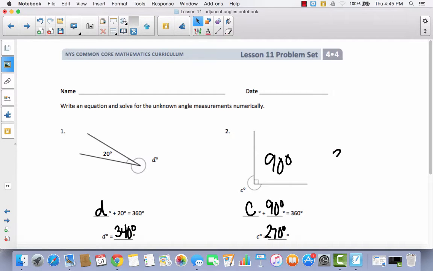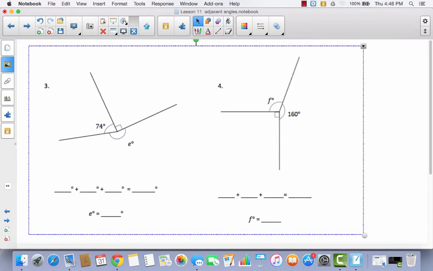If that doesn't make sense to you, it's perfectly okay to write it out like this and use regrouping to subtract. You would come over here and say, okay, this has to become a 2 and this has to become a 16, but I promise you will get 270 degrees. All right, now let's take a look at C. Why don't you try to do C by yourself?